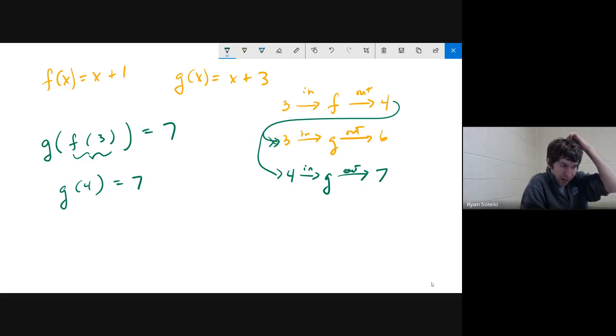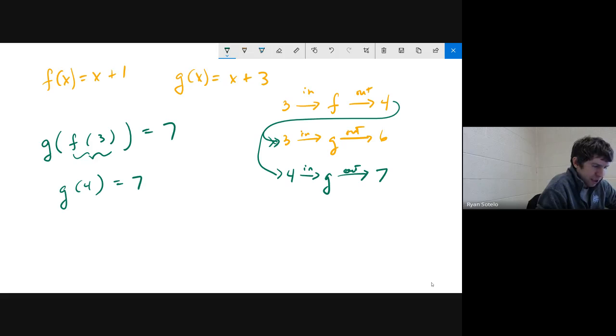And that we call a composition. You first do the inner one, just like you were working with parentheses. Work on the innermost set. Plug 3 into f, you get 4. Once you resolve that inside, you're left with just the number 4. Then you have g of 4, and then you resolve that, and you get 7. 4 plus 3 is 7.